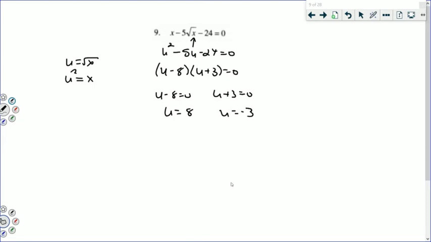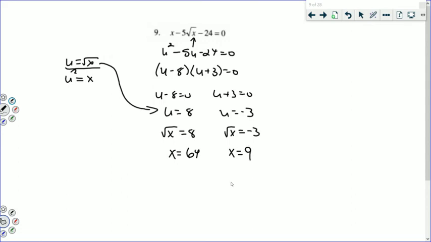From here, our goal is not to find the value of u. We need to find x. Since we said that u equals the square root of x, we're going to plug that in wherever we see a u. Square root of x equals 8, and square root of x equals negative 3. Then we square both sides to undo the square, so x equals 64, and x equals 9.